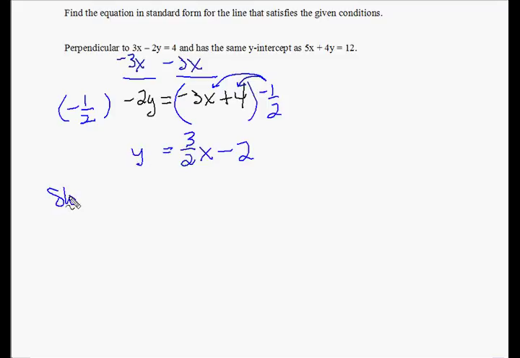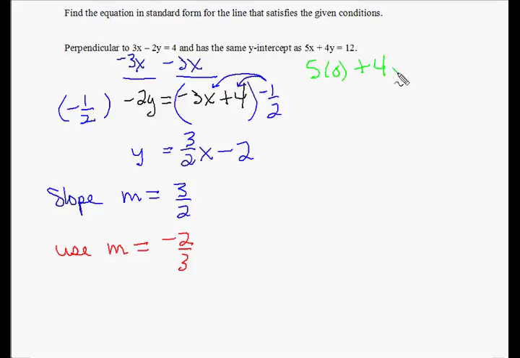So our slope for this line is 3/2. The slope we want to use is the opposite reciprocal, negative 2/3. We also need the y-intercept from this equation. So again, let's get y alone, or better yet, let's just find that y-intercept by allowing the x value to be 0 and then solving for y.